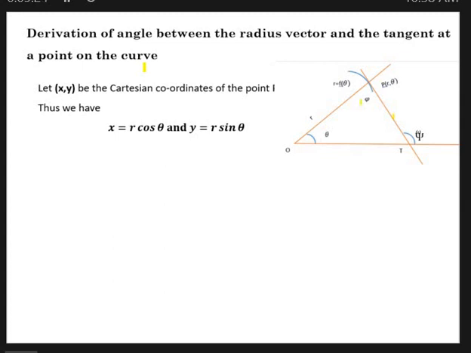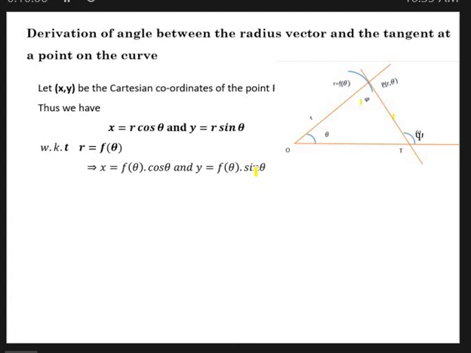Let x comma y be the Cartesian coordinates of the point P. Thus we have x is equal to r cos theta and y is equal to r sin theta. We know that the polar curve is denoted by r is equal to f of theta. Then x is equal to, in the place of r we substitute f of theta. So x is equal to f of theta cos theta, and y is equal to r sin theta means y is equal to f of theta sin theta.